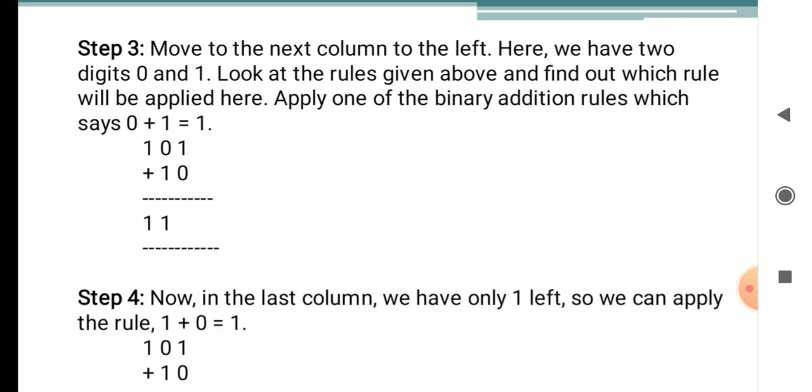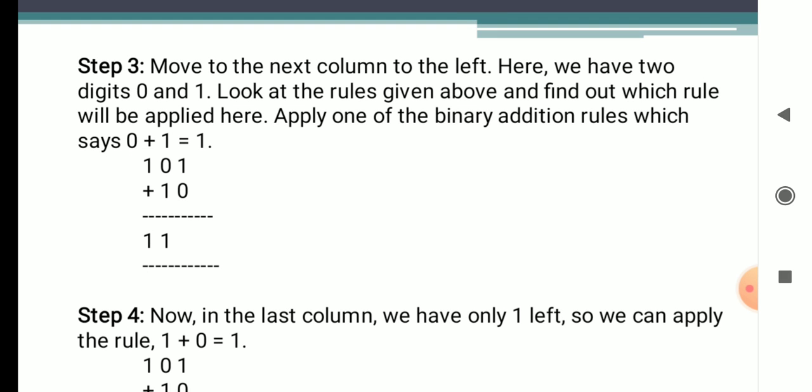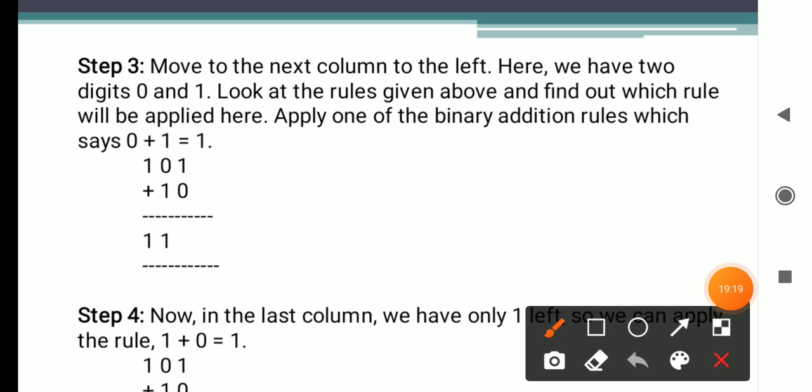The third step, move to the next column to the left. As in usual addition, we have already added the first digit of the two numbers and we got the result as 1. Now moving towards the left, the next numbers are 0 and 1. So, next we have to add 0 plus 1. We know, and we have learned from the binary rules, that 0 plus 1 is 1 again.